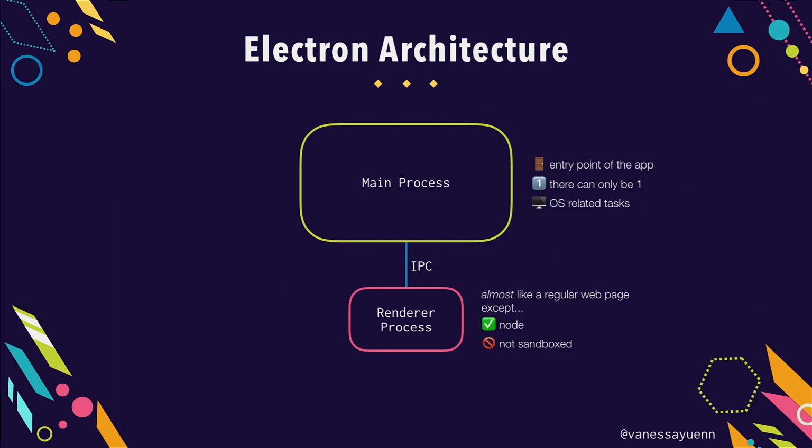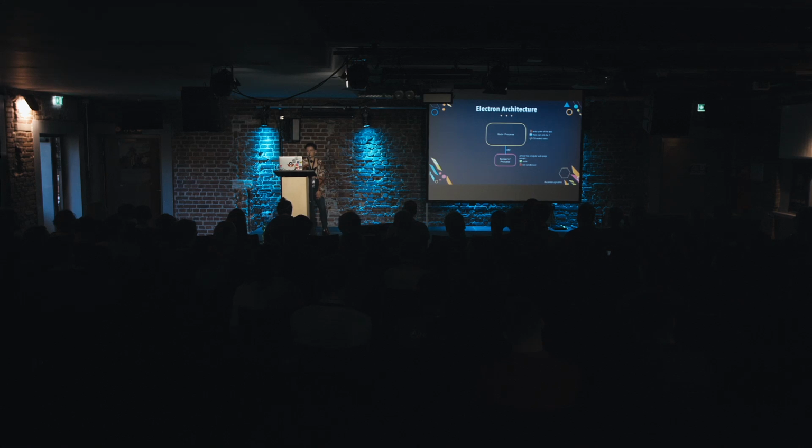What else? Right, so calling any operating system related API is not allowed from the renderer process, because it's dangerous and it's very prone to leaking resources. So what do I mean by operating system related tasks? For example, displaying notifications, resizing the window, that sort of thing.